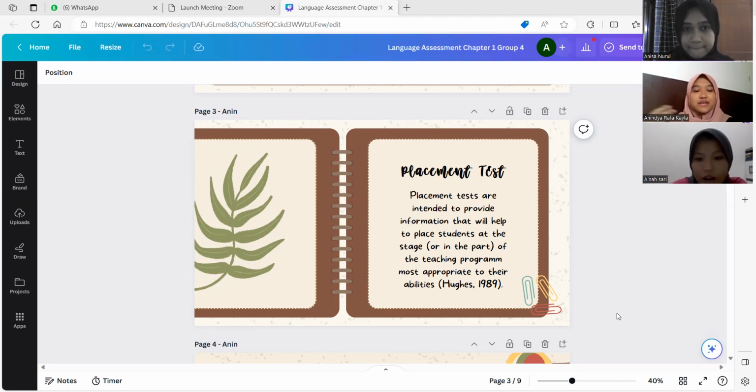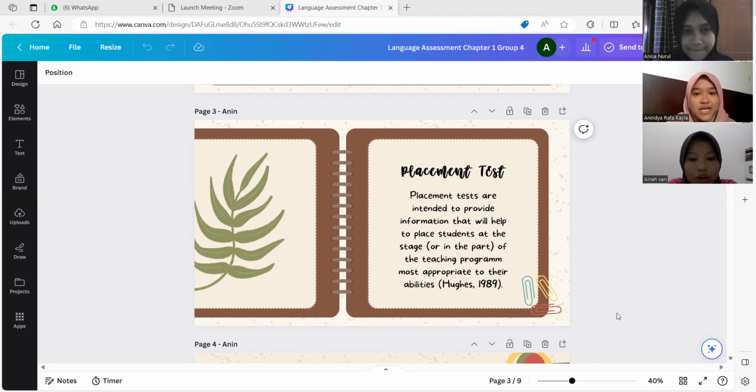So maybe you guys already know there are some levels in English, which are A1, A2, B1, B2, C1, and C2. That kind of test we can also call a placement test.